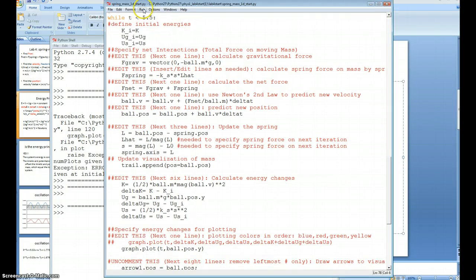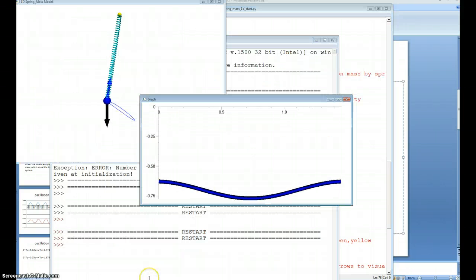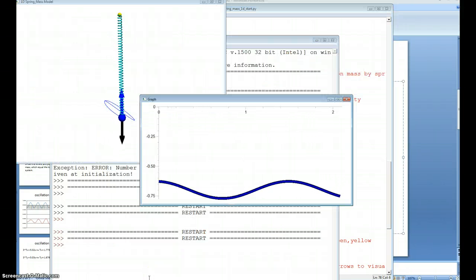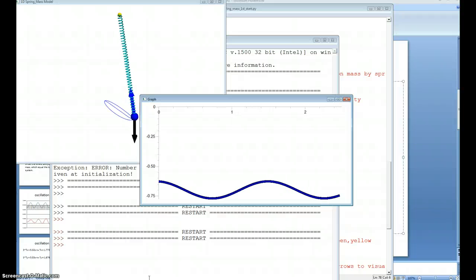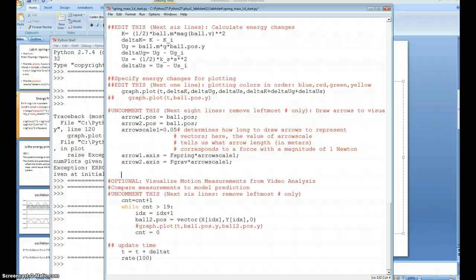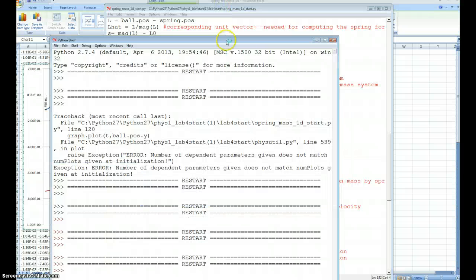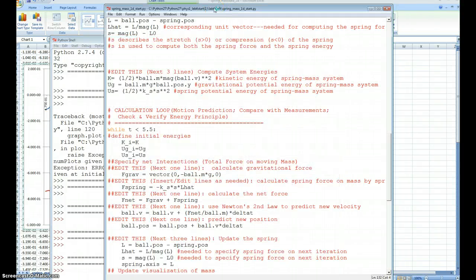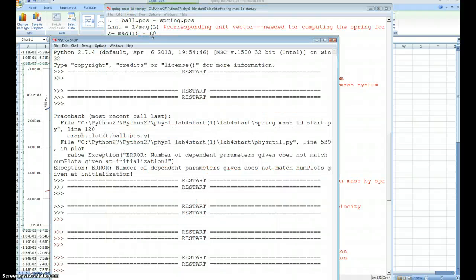So then, we'll just go ahead and run the code here. And as you can see, the spring is oscillating very similarly to what we saw in the video. The next thing that we will do is that we will import the data that we used in Tracker into an Excel file, and then use that Excel file in Python in order to see how well our model predicts the motion.